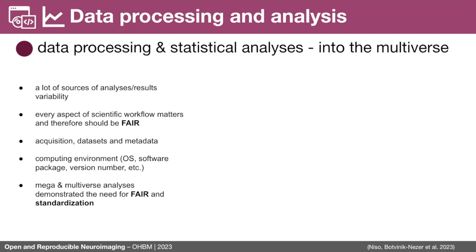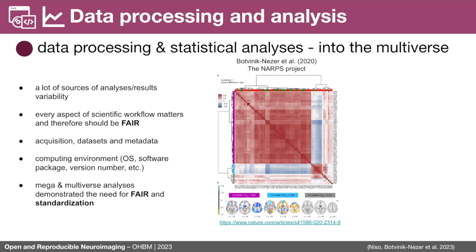This concerns acquisition, datasets, metadata, as well as, of course, your computing environment, as we talked about here for quite a bit, including the operating system, the software packages, version numbers, and so forth. And specifically, mega and multiverse analysis demonstrated the need for all of this, that is, FAIRness and standardization. Just to briefly mention two very important and highly related research outcomes concerning this. One that you might be aware of is the NARPS project from now three years ago, where Rotem was actually one of the leads spearheading this initiative.